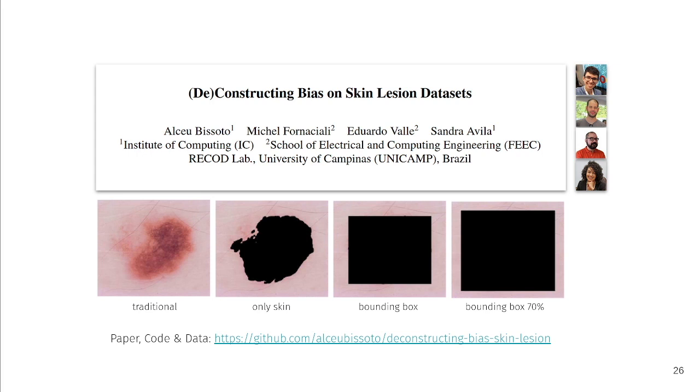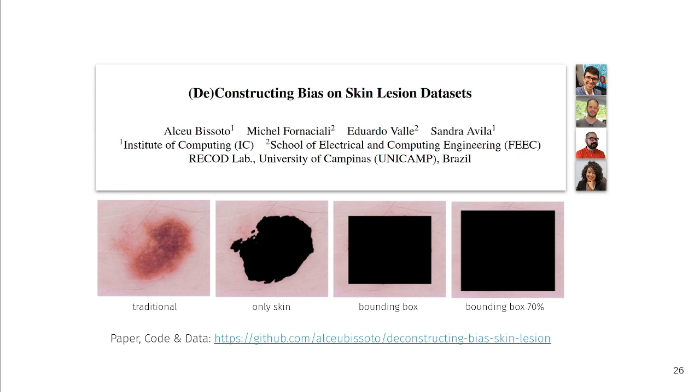Regarding the bounding box, to destroy the lesion border, we cover the silhouette of the lesion with a black bounding box. And now we have only skin and artifacts here. For bounding box 70%, to destroy the size of the lesions, we define that every bounding box must cover at least 70% of the pixels. And at this point, there is no information left to apply any of the factors of the ABCD rule.